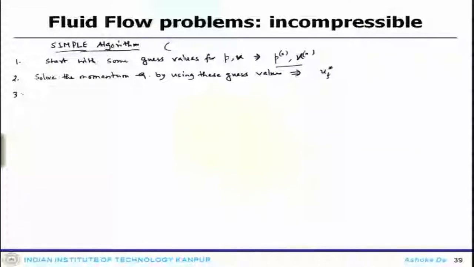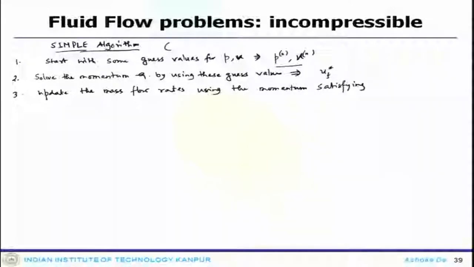Then third, you update the mass flow rates using the momentum satisfying velocity field to obtain the m dot f.